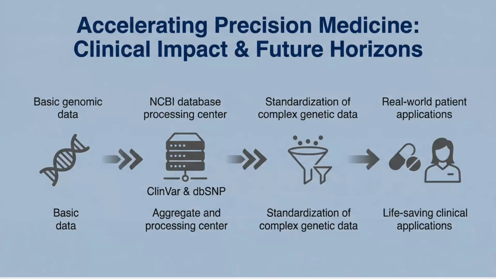Here we trace how basic genomic data moves into clinical impact. Raw data are aggregated and processed by NCBI services like ClinVar and dbSNP, then standardized and interpreted to become usable clinical information. The flowchart emphasizes that this standardized genetic data underpins real-world patient applications and ultimately supports life-saving precision medicine decisions.